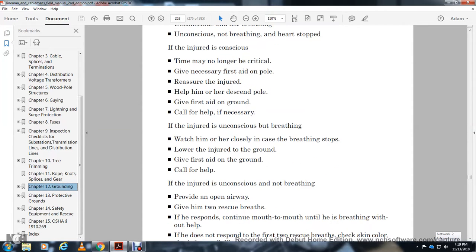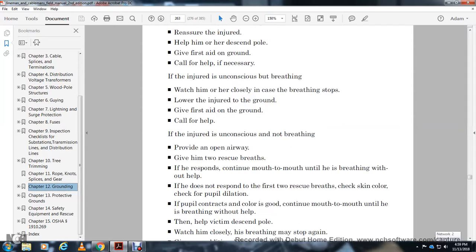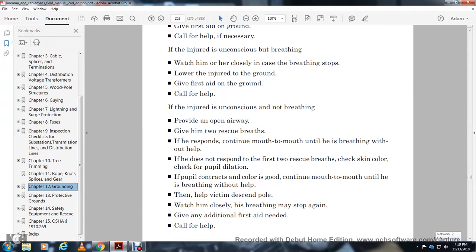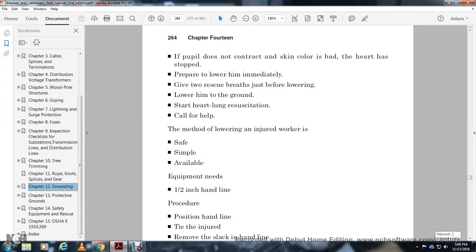If the injured is unconscious and not breathing, provide an open airway and give rescue breathing. If he responds, continue mouth-to-mouth until he's breathing without help. If he does not respond after the first two rescue breaths, check the pupils and the skin color. If the pupil contracts and the color is good, continue mouth-to-mouth until he is breathing without help, then help the victim down the pole, watching his breathing closely, give additional first aid as needed, and call for help. If the pupil does not contract and the skin color is bad, the heart has stopped. Prepare to lower him immediately, give two rescue breaths just before lowering him to the ground, start heart-lung resuscitation, and call for help.